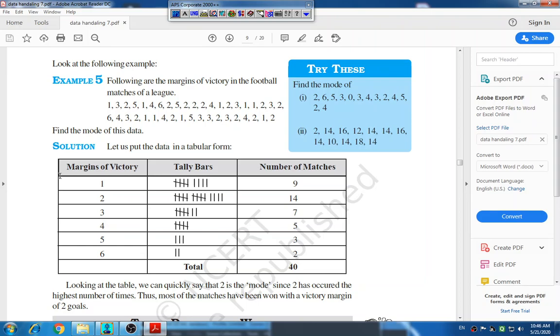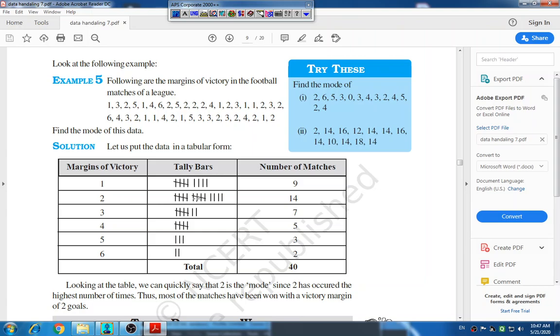And how can we find the margins of victory? The lowest value is 1 and the highest value is 6. So we write here 1, 2, 3, 4, 5 and 6. From this data we can say that 1 occurs 9 times: 1, 2, 3, 4, 5, 6, 7, 8 and 9. So we write 9 tally bars here. But how do we write them? We make bunches of 5. We draw 4 standing lines and give one slanting line across those 4 standing lines. So it is a set of 5.